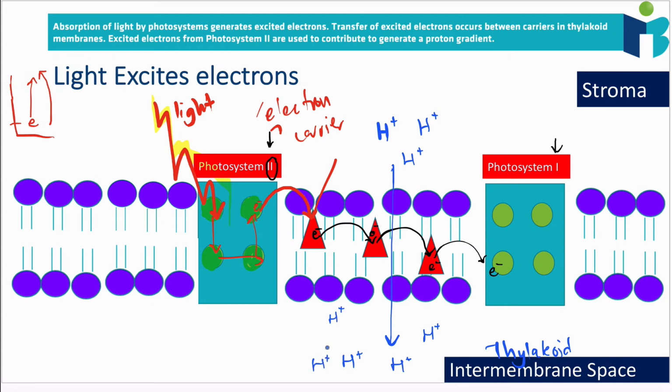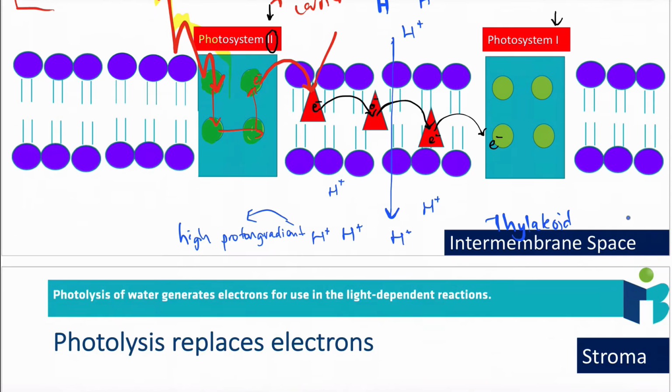So we've excited electrons in chlorophyll. These excited electrons get passed onto an electron carrier. This then gets passed to the next electron carrier and the next, until eventually you reach photosystem 1. And then in photosystem 1, we're going to have some more reactions that we're going to talk about in two slides' time. But for now, just understand that the purpose is to generate a high proton gradient. Awesome. So that's kind of the first step of the photosynthetic reactions.